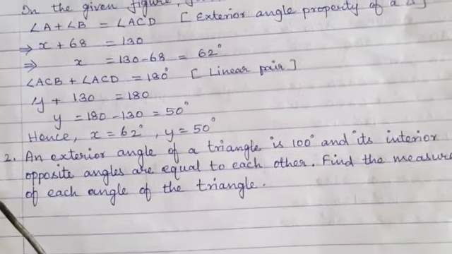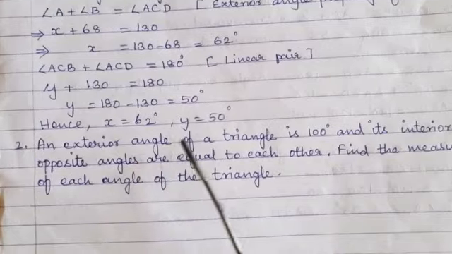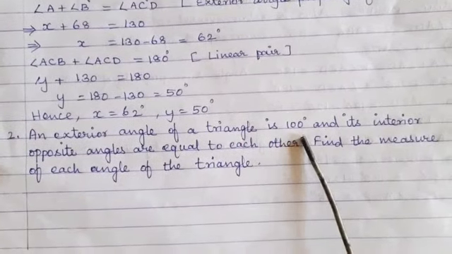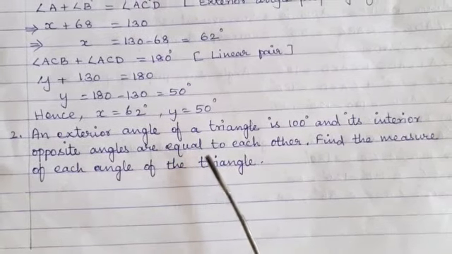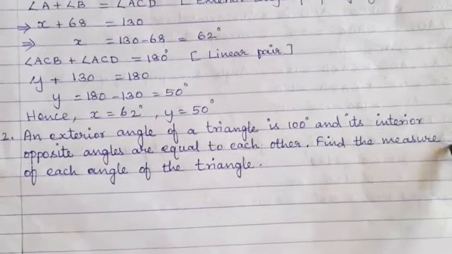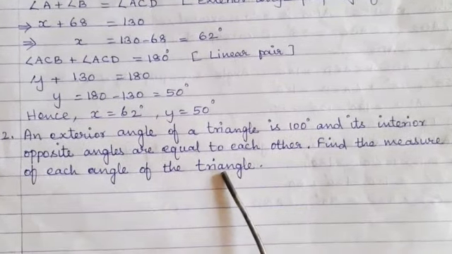Question number 2. An exterior angle of a triangle is 100 degree and its interior opposite angles are equal to each other. Find the measure of each angle of the triangle.